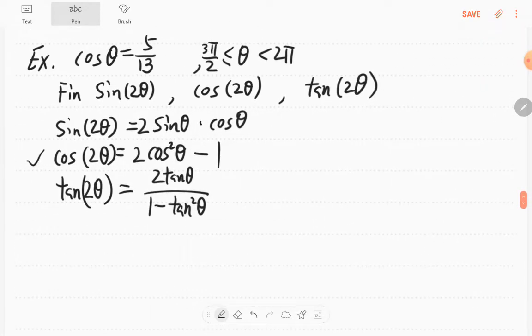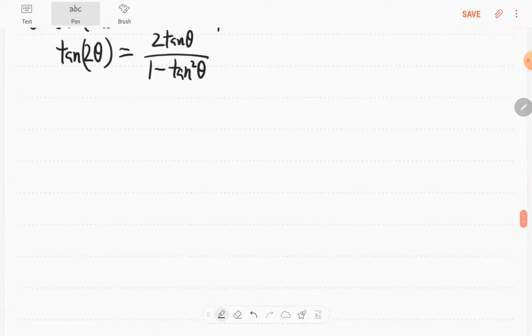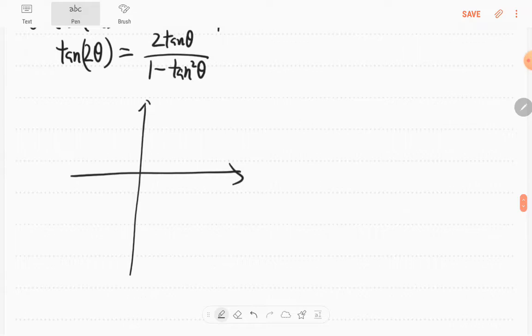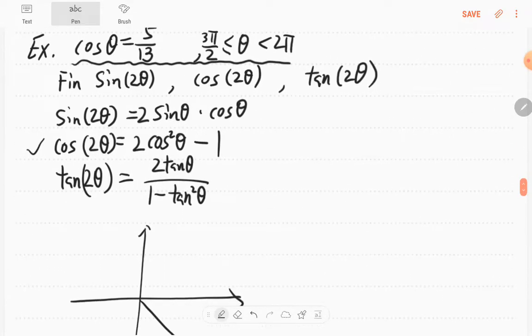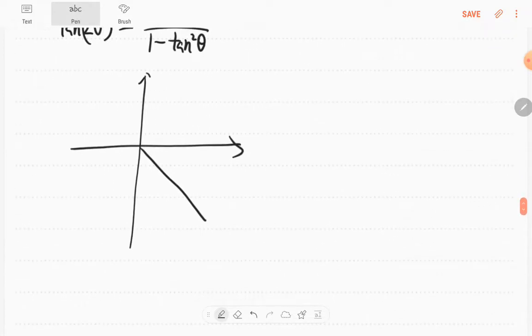Okay, so the condition is cosine theta equals 5 over 13, and theta is in the fourth quadrant, greater than or equal to 3 pi over 2 and less than 2 pi. So the terminal side would be here. Cosine theta equals 5 over 13, so that means there is a point where the distance is 13.